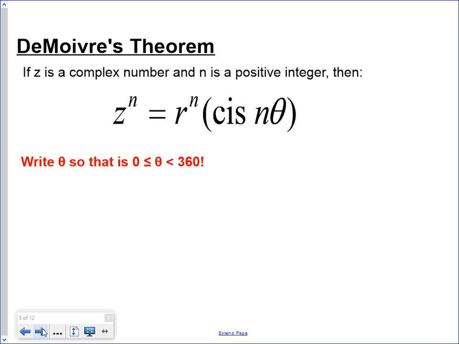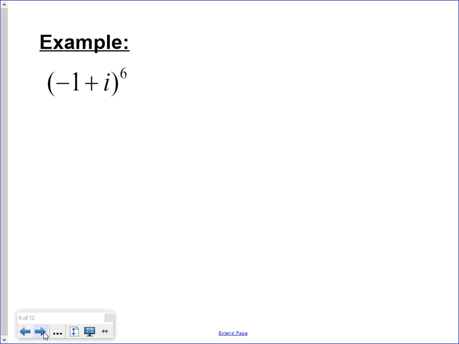We're going to do one in each form. So what if I give it to you in rectangular form? What if I give it to you in complex form, or sorry, trig form? Here's our first example: negative 1 plus i, to the 6.